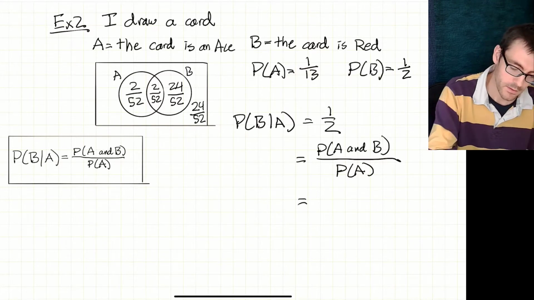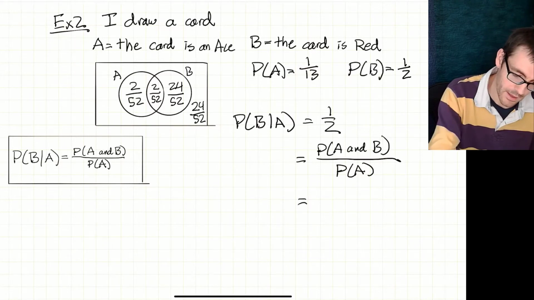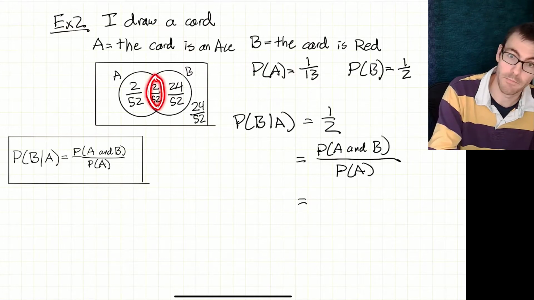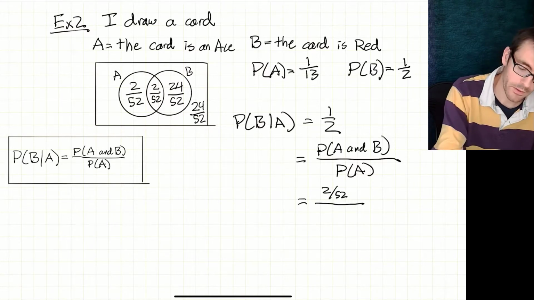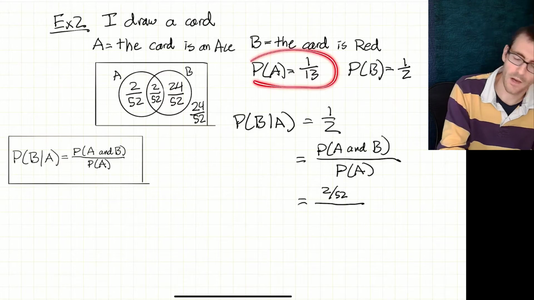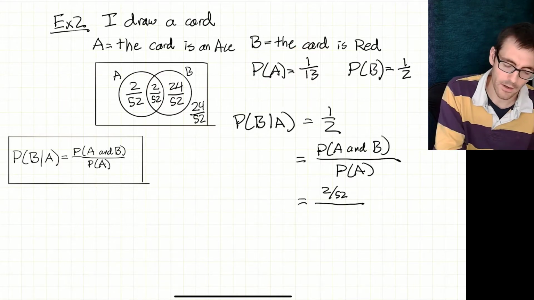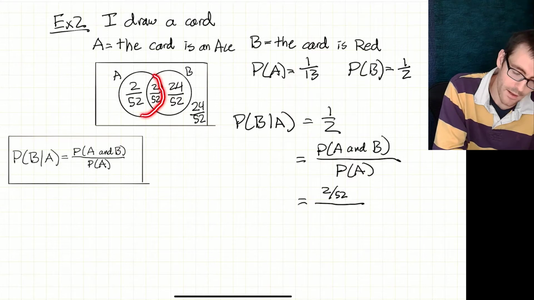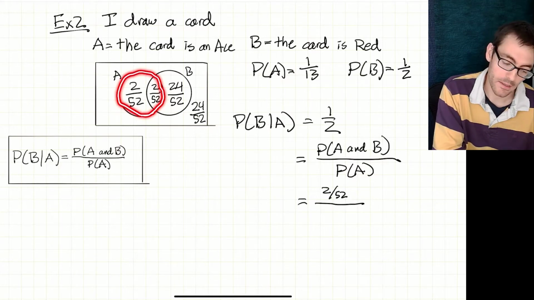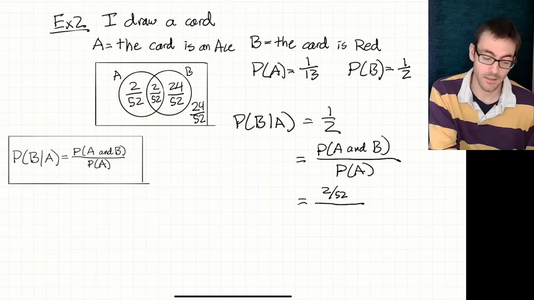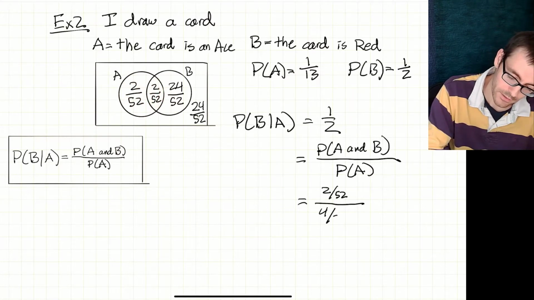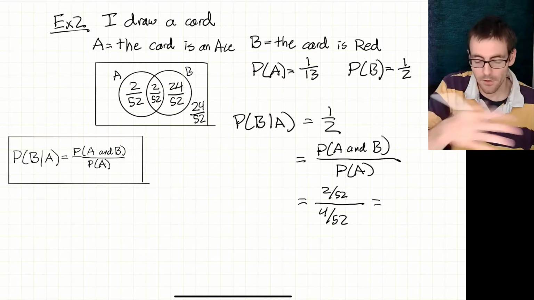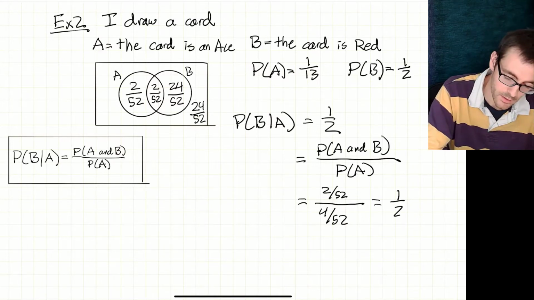Well, the probability of A and B is just this middle overlap probability. That's going to be 2/52. And the total probability of A, well, yes, we've already calculated that. But let's say that we just had our Venn diagram here. We want to add up all of the terms in A. So there's a 2/52 here and 2/52 here. Cumulatively, that is 4/52. And then if we do some math, we should see that same answer.